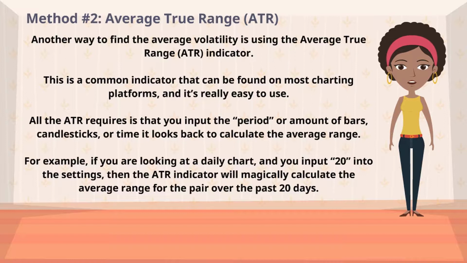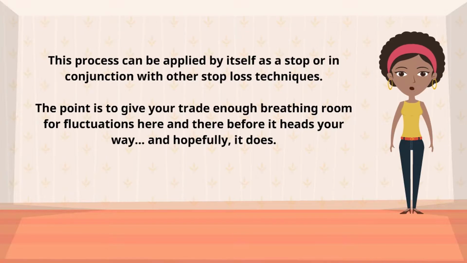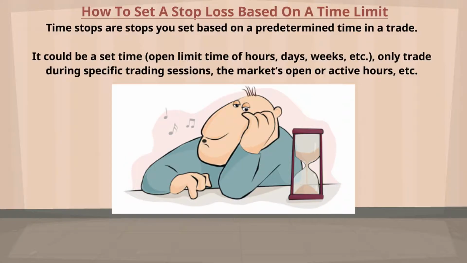For example, if you are looking at a daily chart, and you input 20 into the settings, then the ATR indicator will magically calculate the average range for the pair over the past 20 days. Or if you are looking at an hourly chart and you input 50 into the settings, then the ATR indicator will show you the average movement of the last 50 hours. Pretty sweet, huh? This process can be applied by itself as a stop or in conjunction with other stop-loss techniques. The point is to give your trade enough breathing room for fluctuations here and there before it heads your way. And hopefully, it does. Let's come to another lesson.